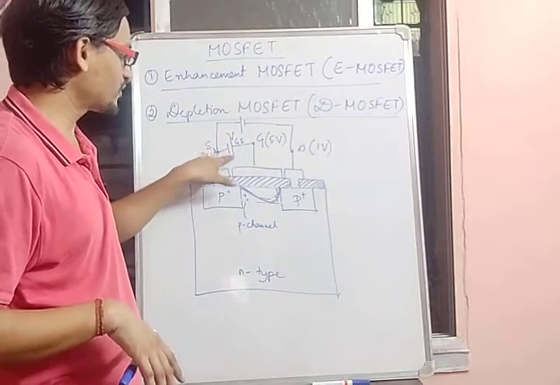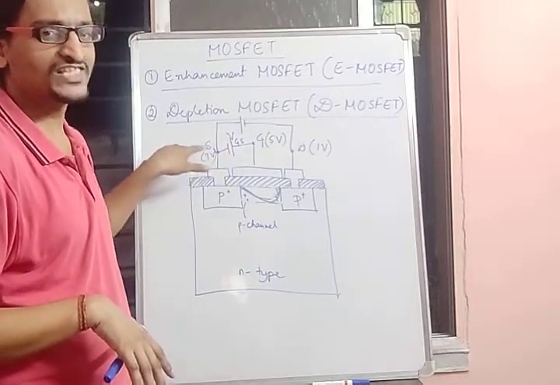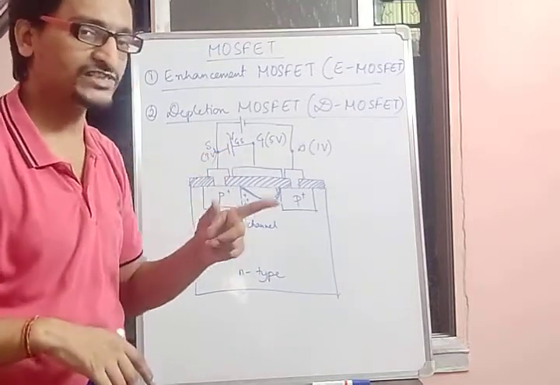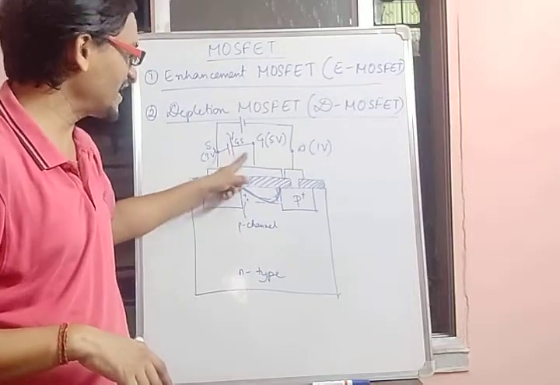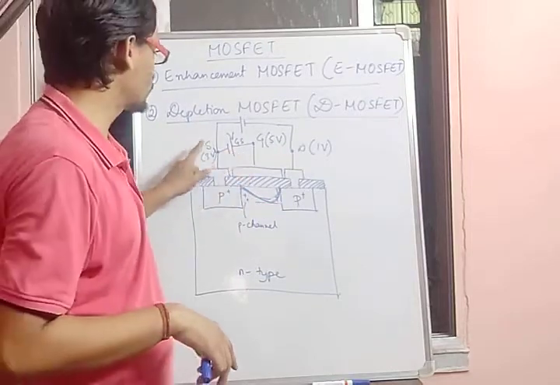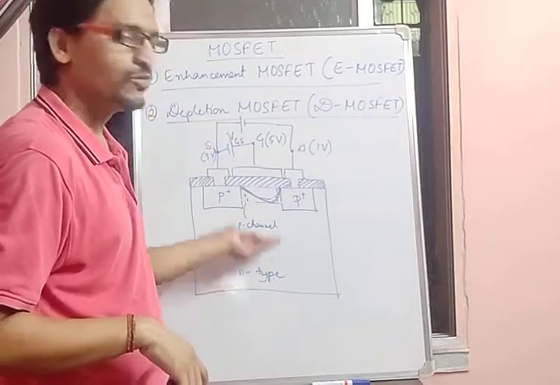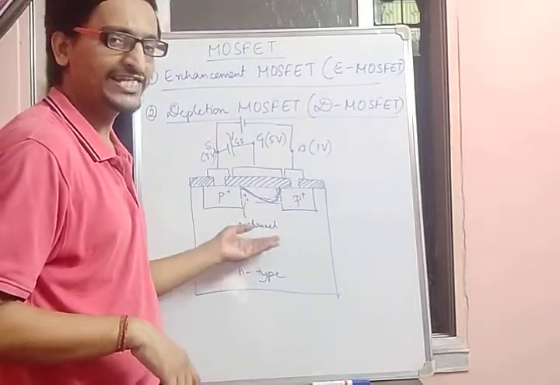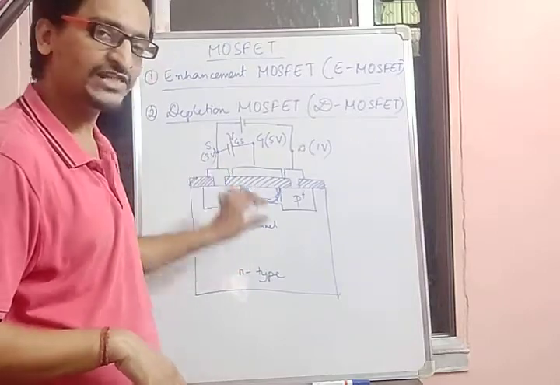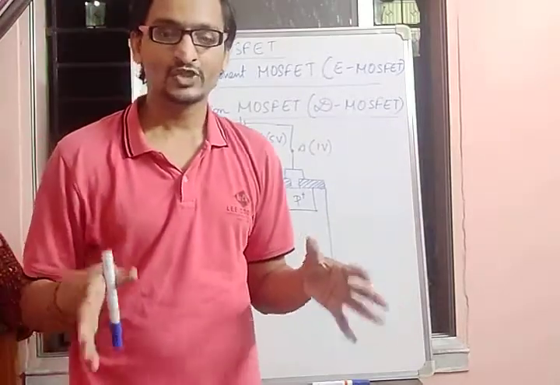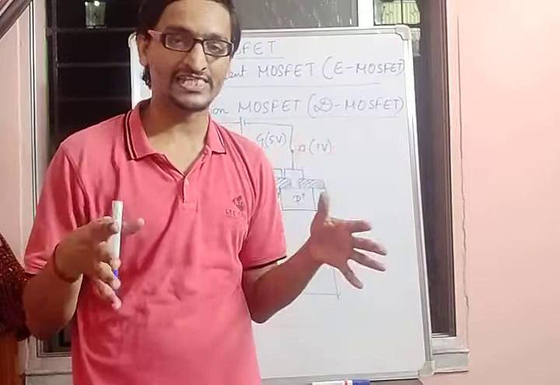Here we have applied a positive voltage at gate terminal with respect to source. Suppose I reverse the polarity and apply a negative voltage at gate terminal with respect to source, then what will happen? This negative polarity will attract more and more holes from this n-type substrate. As a result, the effective width of the channel will increase, and so its conductivity will increase.